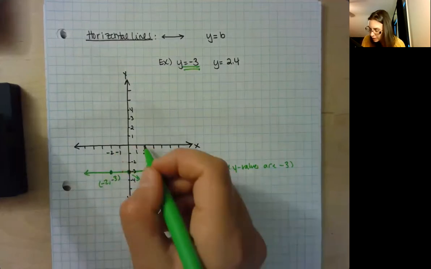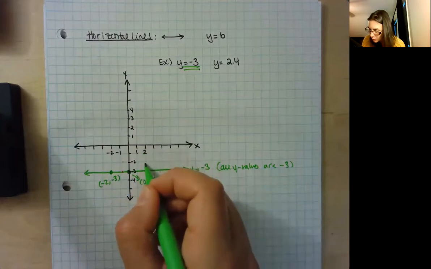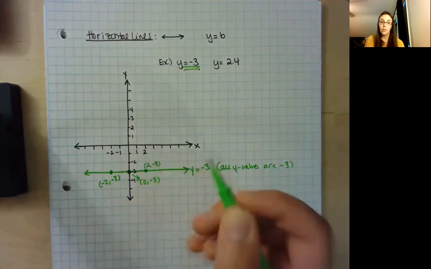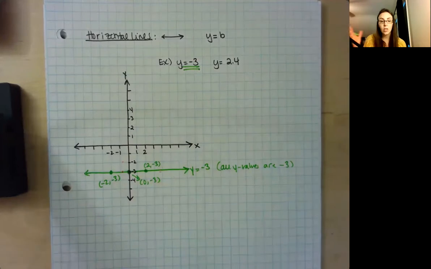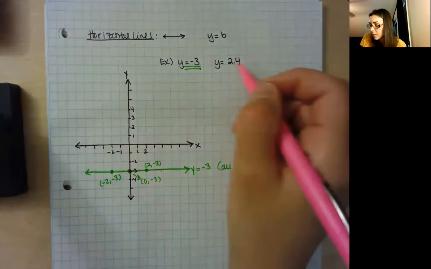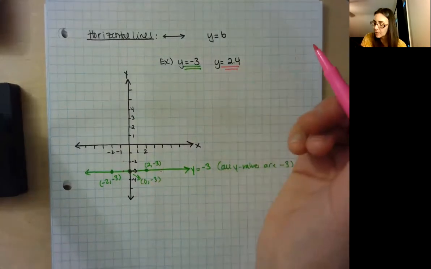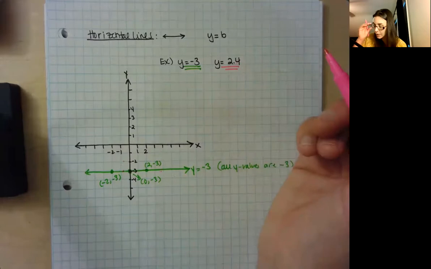Or this point right here, if you look, x is 2 and y is still -3. So you do have infinitely many points. They're just going to be all flat and stay the same along the way. You can do decimals, fractions as well here. So I'll just estimate 2.4, so 2 4/10.